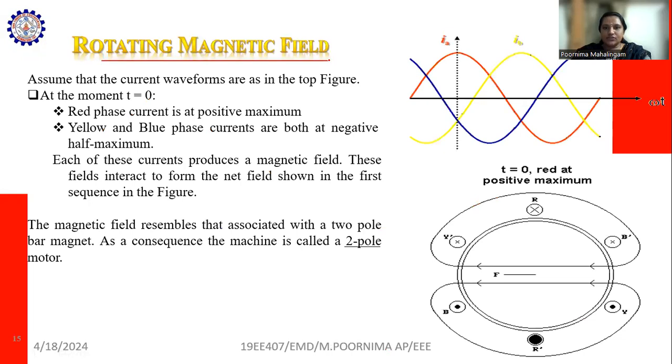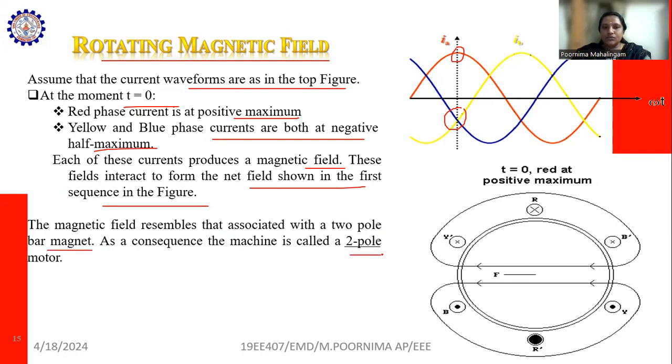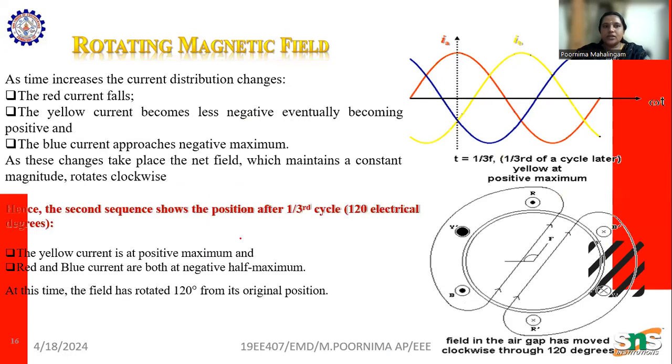Here is the rotating magnetic field. How is the rotating magnetic field produced? We have the phases R, Y, and B. Assume the current waveform as in the top figure, and at time t equal to 0, the red phase is at its positive maximum, and yellow and blue are both in the negative half. Each of these currents produces a magnetic field. The resulting magnetic field resembles that associated with a two-pole bar magnet, the minimum of two-pole motors. Okay, this is the rotating magnetic field.